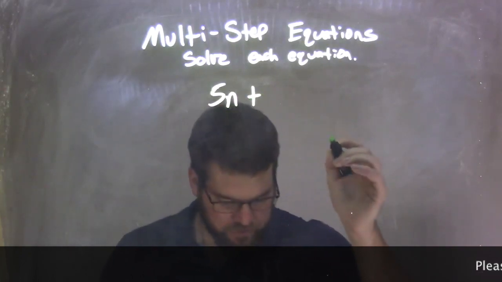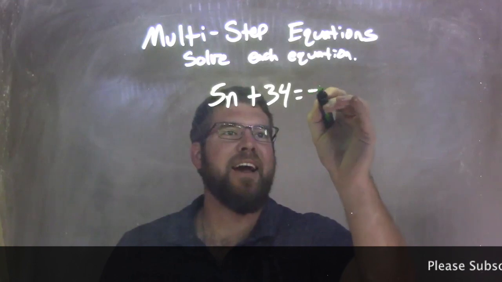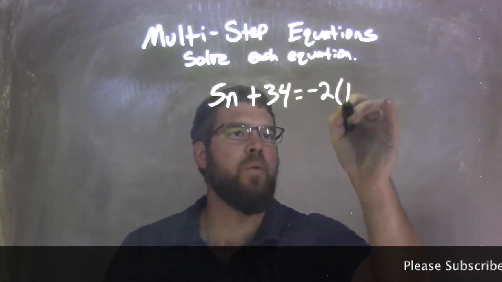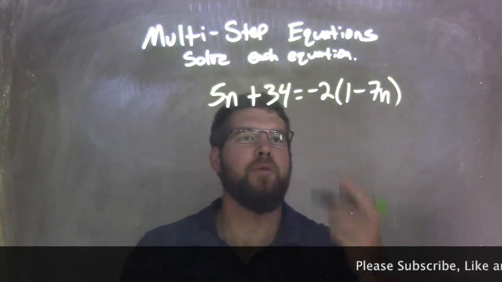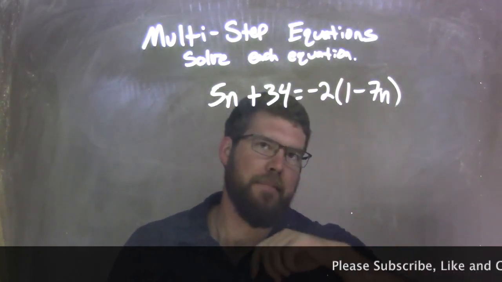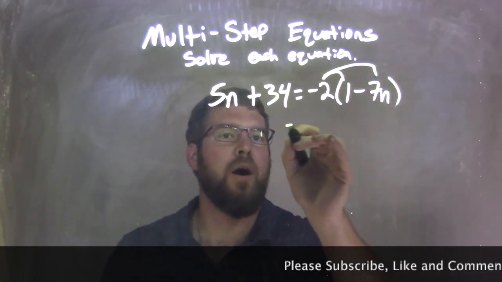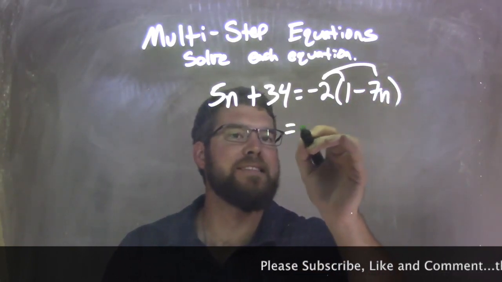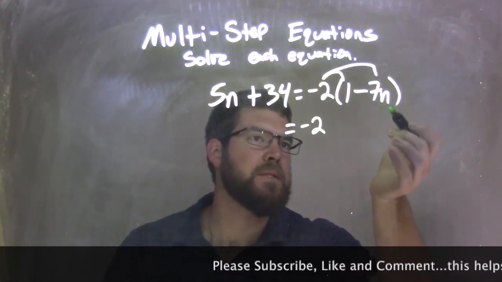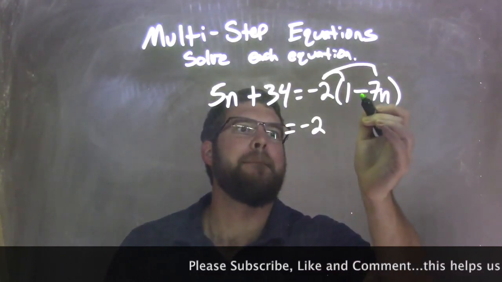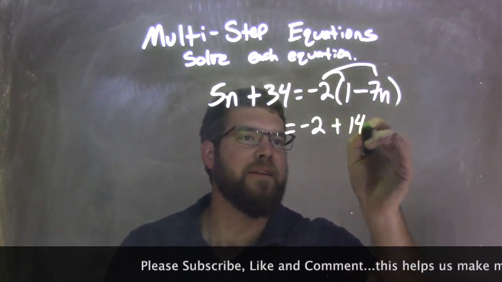5n plus 34 equals negative 2 times 1 minus 7n. So I have 5n plus 34 equals negative 2 times 1 minus 7n. Well, my first step here is I'm going to distribute that negative 2 across. So negative 2 times 1 is negative 2. And be careful, that minus sign here is like that minus 7n. So negative 2 times a negative 7n is a positive 14n.